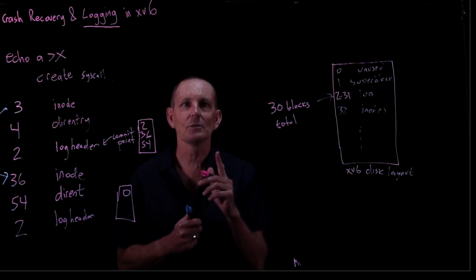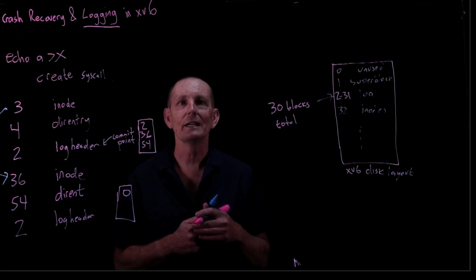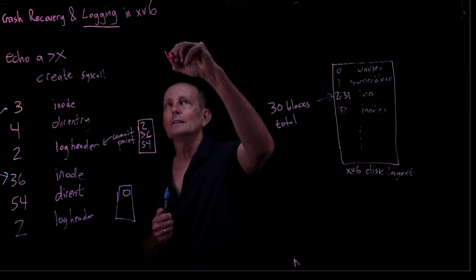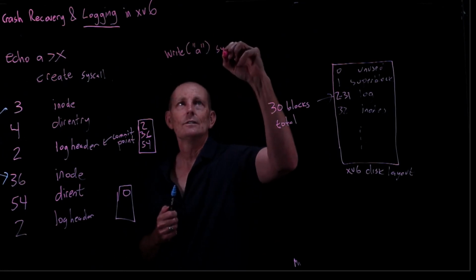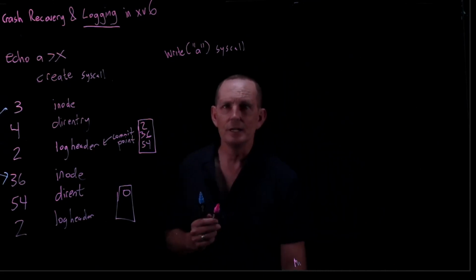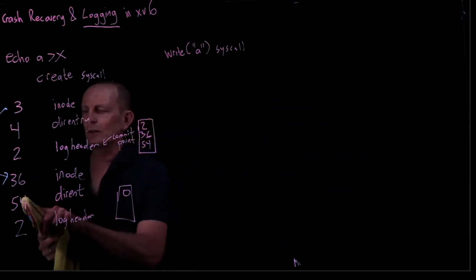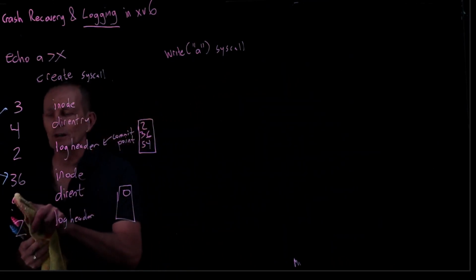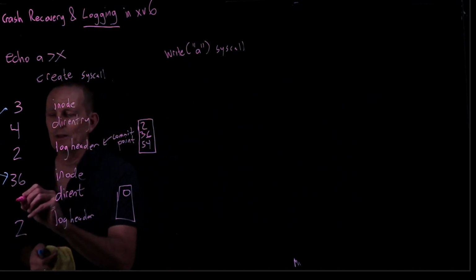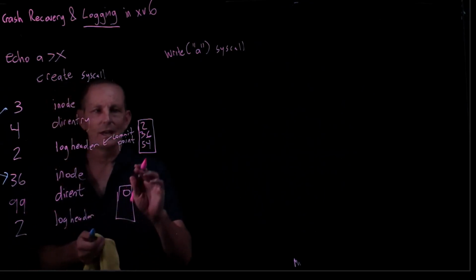Let's look at one more system call where we're actually writing into X. So we're going to do the write system call. And again, these are the order things are actually written to disk. Well, let's just correct one thing here. This is probably not 54 because we need to be out where the data blocks are. So let's call that 99.